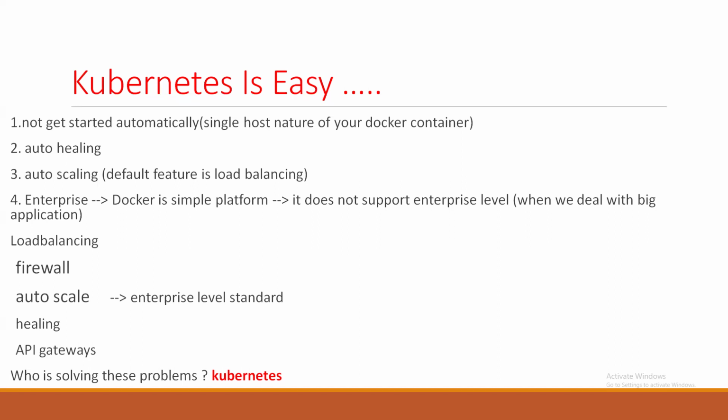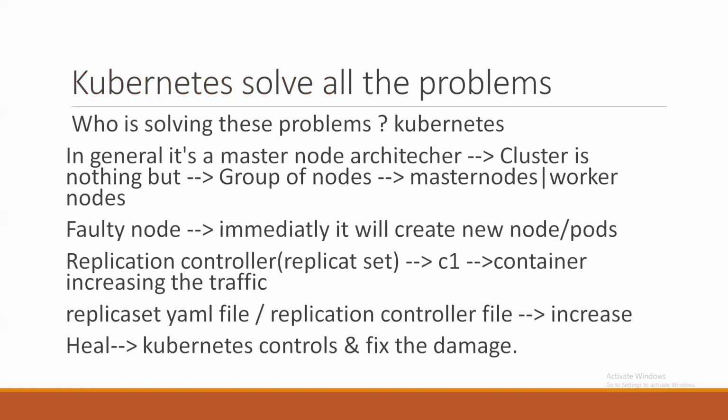So who is solving these problems? Kubernetes solves all these problems, right, guys? In general, it has a master node architecture. A cluster is nothing but a group of nodes: a master node and worker nodes. So a master node and worker nodes form the group of nodes.